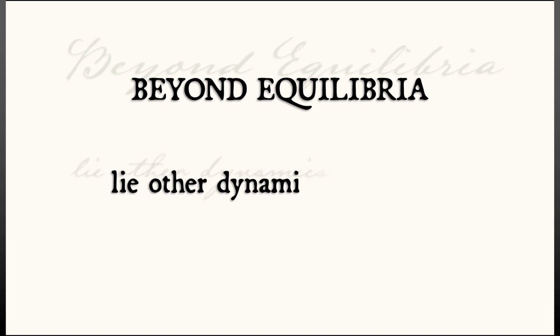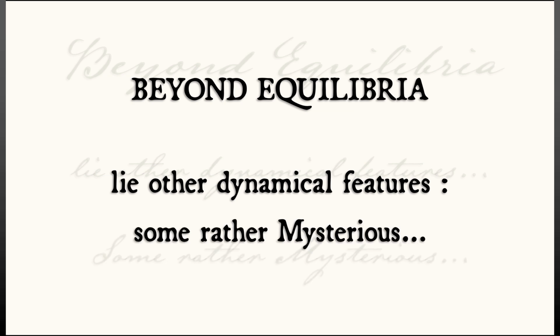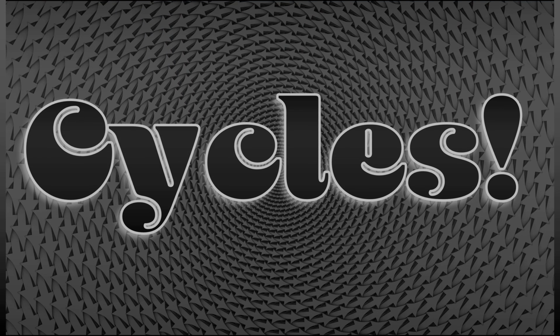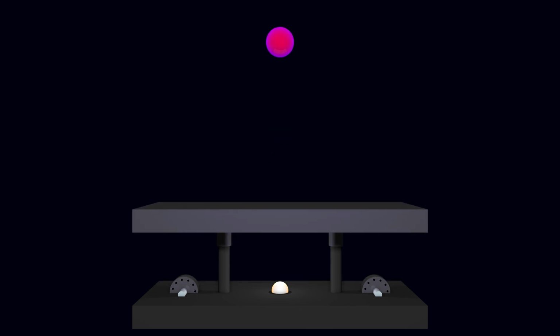Beyond equilibria, beyond the analysis of their stability, their bifurcations, there are other dynamical features that we're going to be interested in. Some of these are rather mysterious. For example, we're going to look at cycles or periodic orbits. These are dynamical phenomena where something repeats over and over and over again.